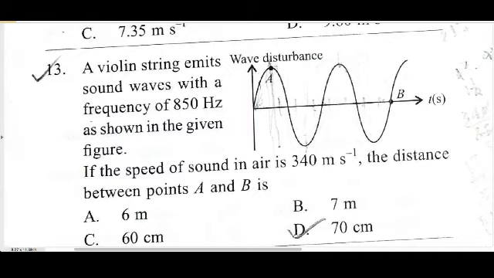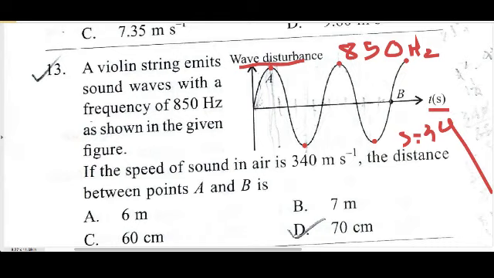A violin string emits a sound wave with a frequency of 850 Hz. As shown in the given figure, you can see the wave disturbance traveling. This is the time, and this is the wave disturbance. So these are crest, and this is trough, crest. If the speed of sound in air is 340 meter per second, then the distance between point A and B will be.